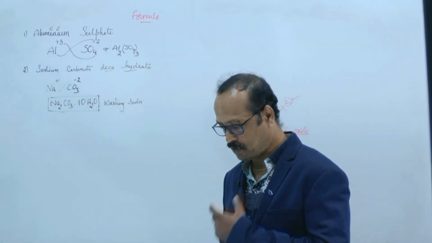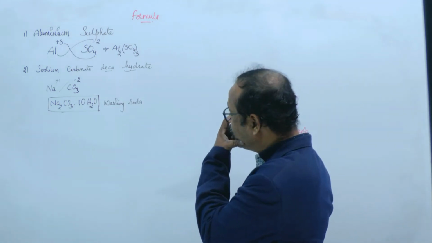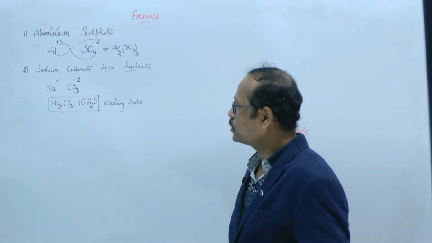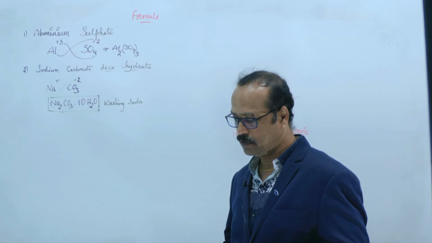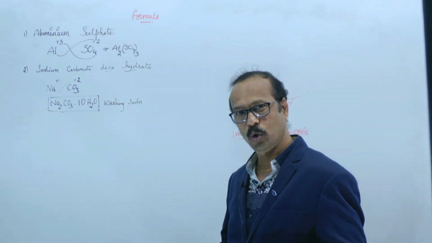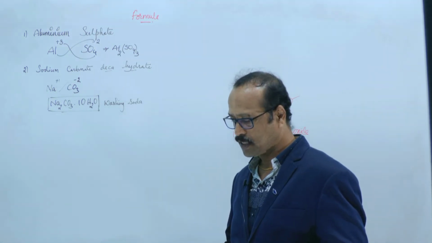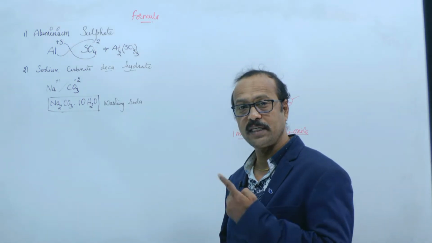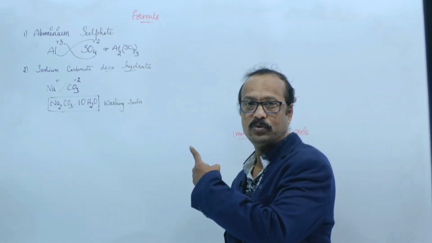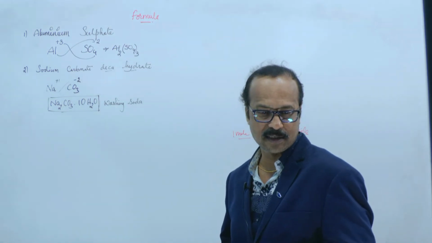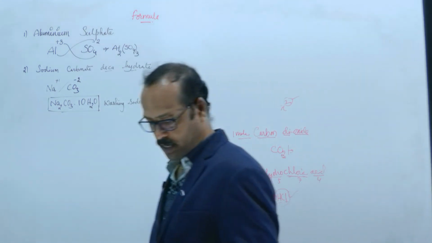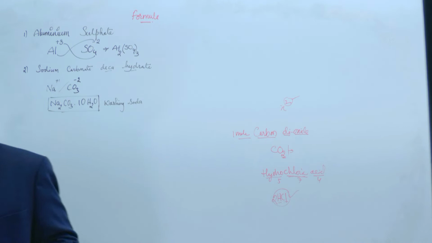First one Na2CO3 7H2O. No. Decahydrate means 10H2O should be there. Second one Na2CO3 dot H2O. No, there's only one H2O. Third one Na2CO3 10H2O. Yes. Na2CO3 10H2O is the right answer. Clear? Understood? Practicing or not?